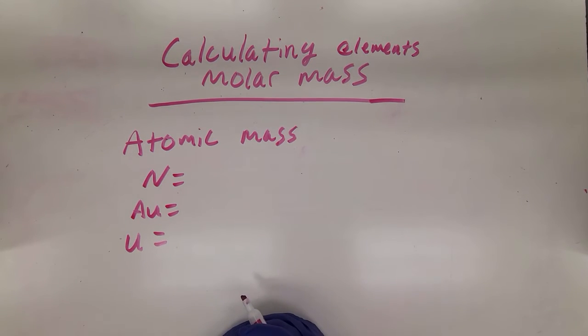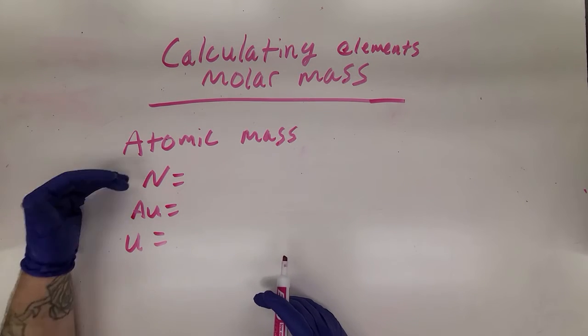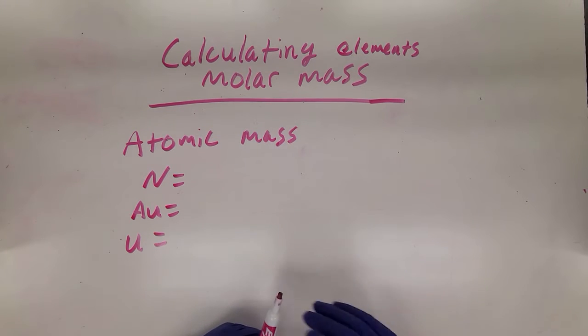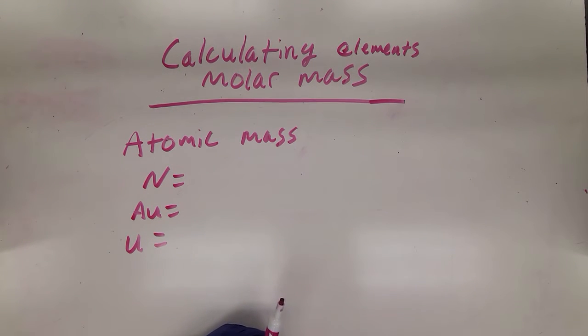Okay, for these first three examples, these are going to go really quick. This is calculating the element's molar mass. That is if you just have one single element that you're trying to find. This is probably the easiest thing to do. Just look it up on your periodic table.